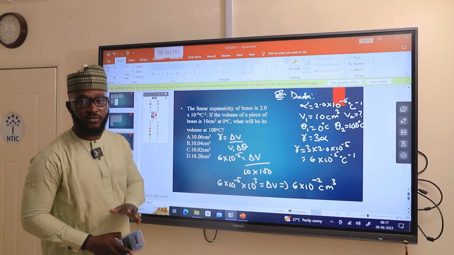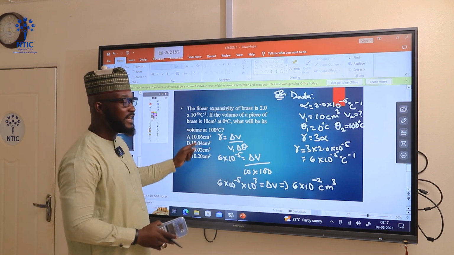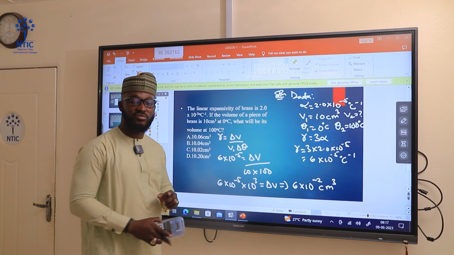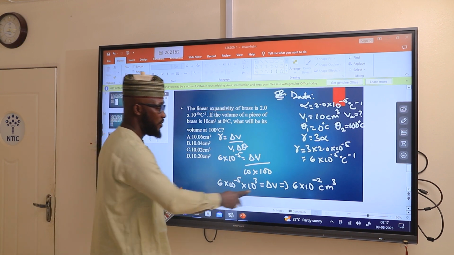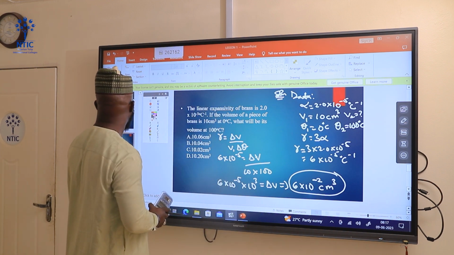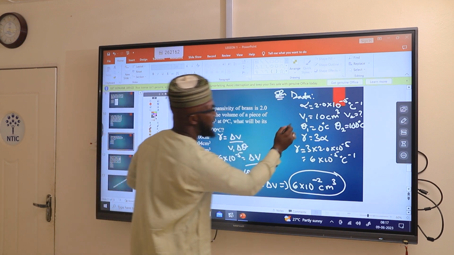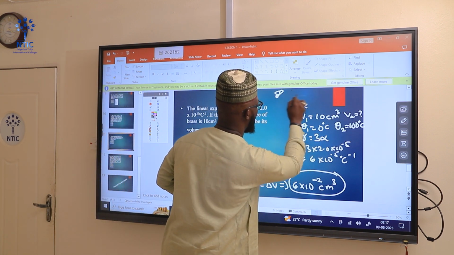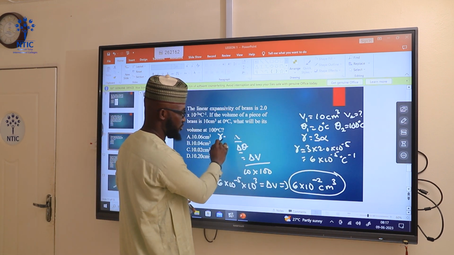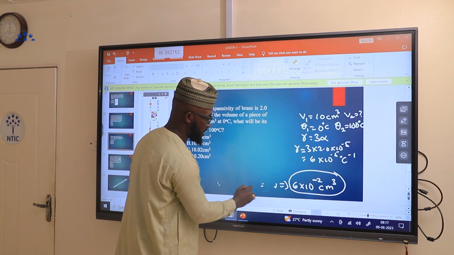They didn't ask us to look for change in volume and then stop there. They want us to look for the final volume at 100 degrees Celsius. So we have this value. We keep this at the back of our minds, and then let's create some space. I can take away this, and this too, in order to have enough space.